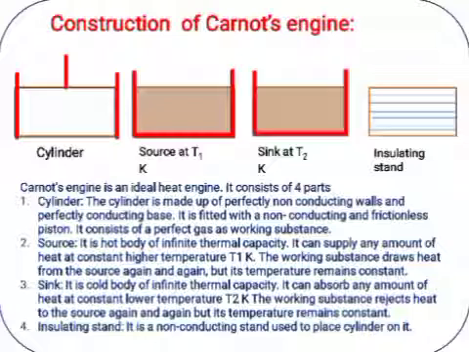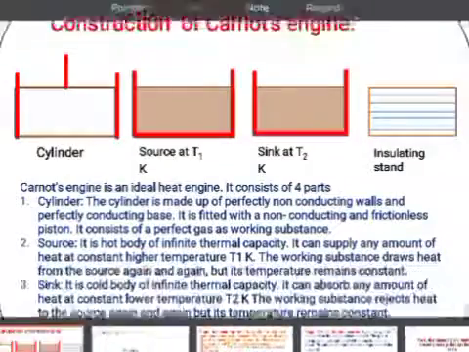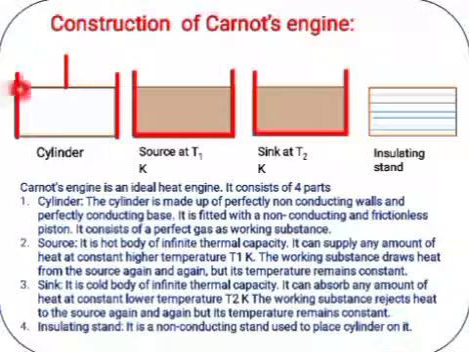First one, cylinder. The cylinder is made up of perfectly non-conducting walls and perfectly conducting base. It is fitted with a non-conducting and frictionless piston. So this is the cylinder and this is a frictionless piston. Next one, it consists of a perfect gas as a working substance. So whatever the gas we consider, that is in this cylinder.